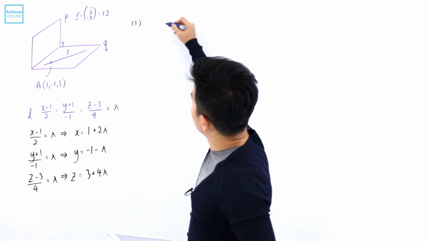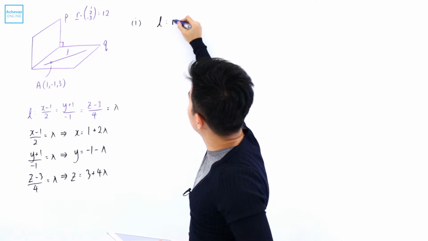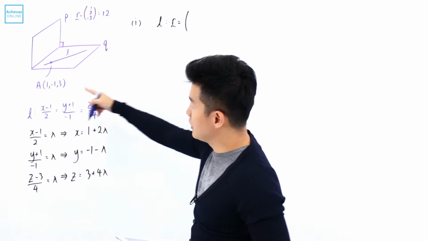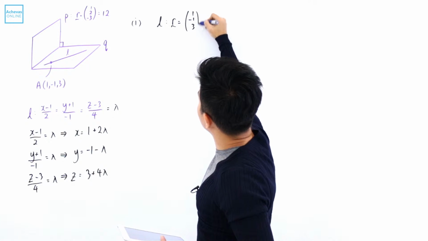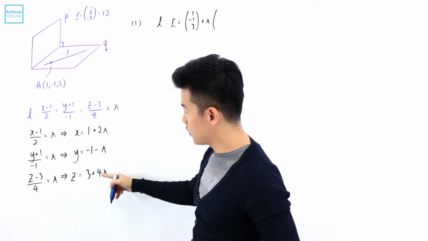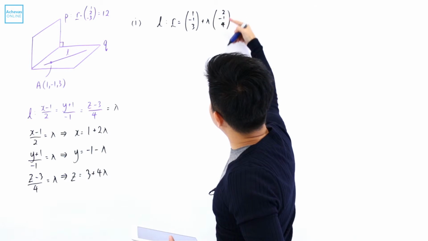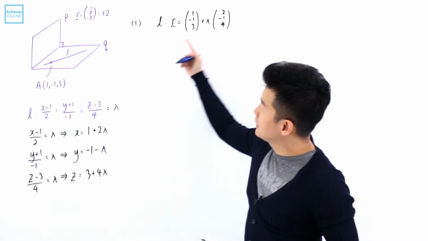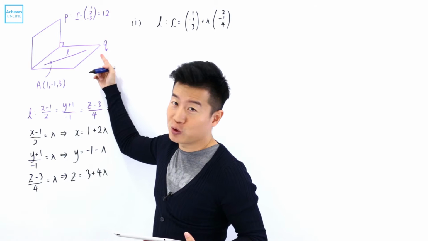With this, I know the equation of L. The equation of the line L in the parametric form is r equal to (1, minus 1, 3), which is in fact the point A, plus lambda of (2, minus 1, 4). This is a vector that is going to be parallel to L, and if it is parallel to L, it will also be a vector that is parallel to Q.